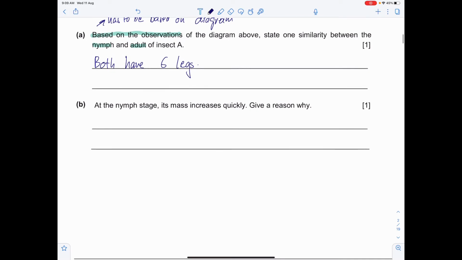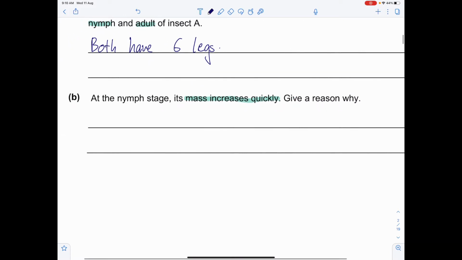Next. At the nymph stage, its mass increases quickly. That is the key thing. Give a reason why. So you think about it. It's talking about increasing of mass, you know. Is your nymph able to photosynthesize? I don't think so. So the only other way it could have increased in mass when you think about it is if it eats more, right? It can't be any other way around.